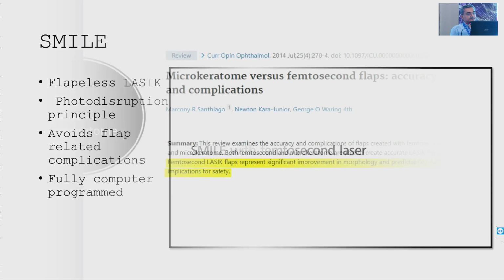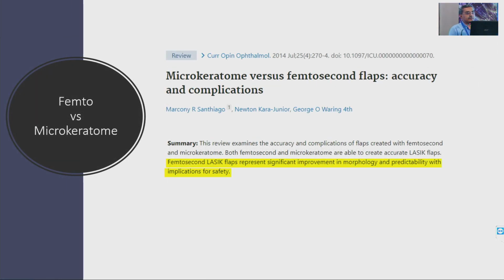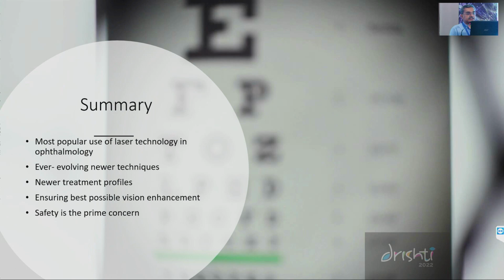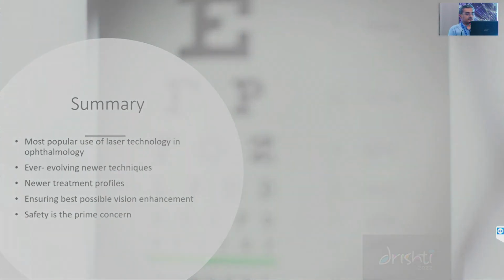In comparison, femtosecond is definitely better than the microkeratome for a smoother interface. And SMILE is showing better results in safety as well as efficacy, and in reducing the dry eye symptoms and the corneal sensitivity. And in summary, it's one of the most popular laser technologies in ophthalmology, which is ever evolving with better and newer techniques coming up every year. Thank you for this opportunity.